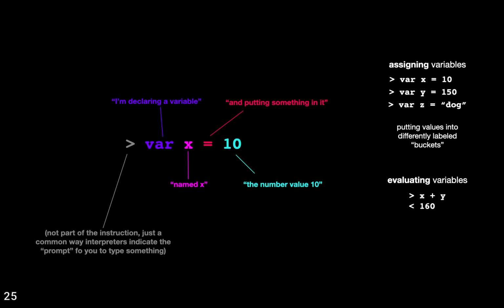So if I call X plus Y, what happens? We get the value 160. If I call X minus Y, what happens? We get the number value negative 140, right? I hope this demonstrates the sort of super basics here, right? We are able to hang on to information in the form of a variable, right? Things that we are allowed to name.